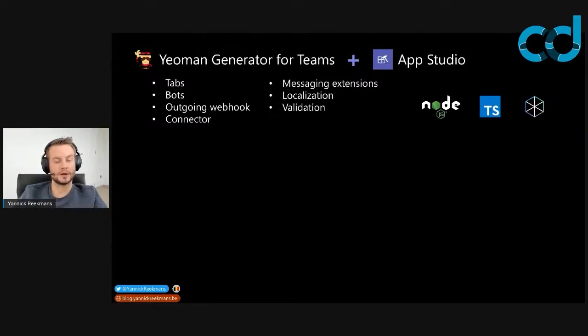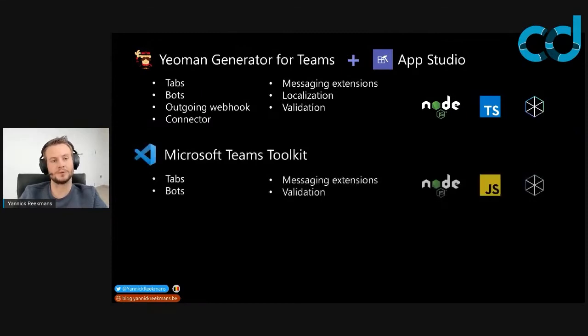He has a great team working on this, and it's the best experience as far as I'm concerned for developing your Microsoft Teams applications. Now, most recently, Microsoft has put out their own generator or toolkit for Visual Studio Code. It's called the Microsoft Teams Toolkit. It's an extension you can find in the store, and it's a bit more limited than the Yeoman generator because it can only generate tabs and bots and messaging extensions, and it can do the app validation.